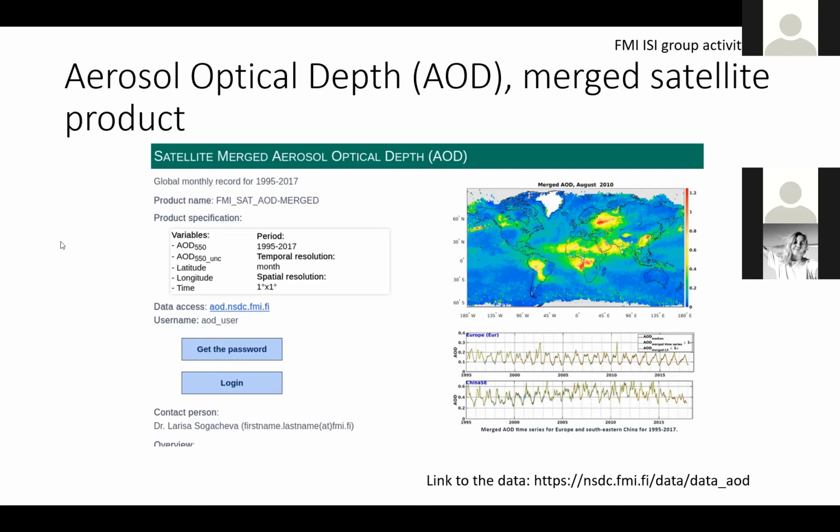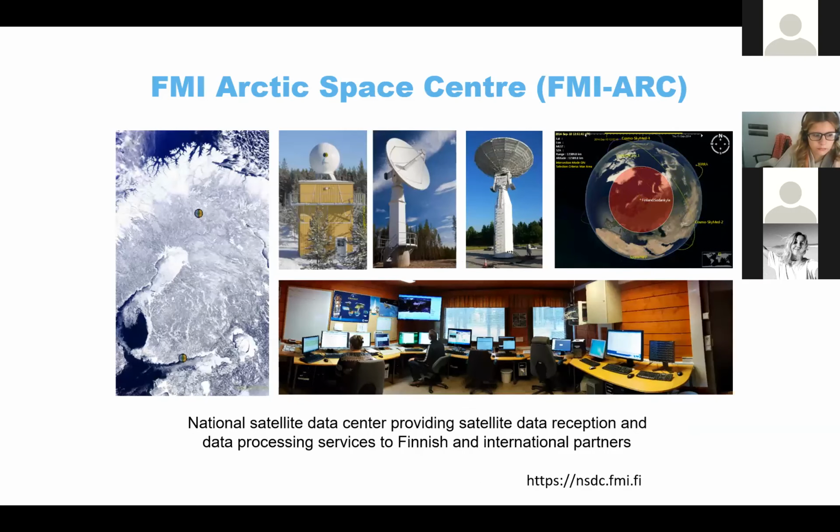And the data are stored at the NCDC FMI server. And what is NCDC? It is the FMI Arctic Space Center. There we obtain satellite data in near real time. Then we store them for users, and we also store a product and monitor the atmosphere 24 hours a day.